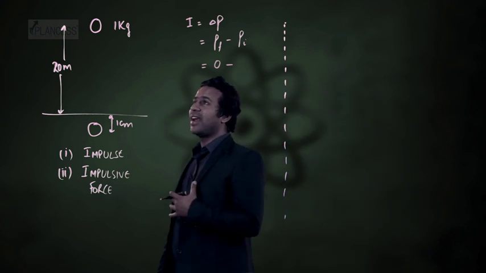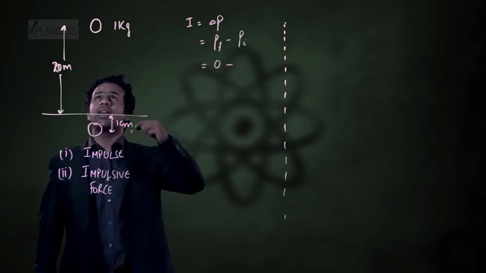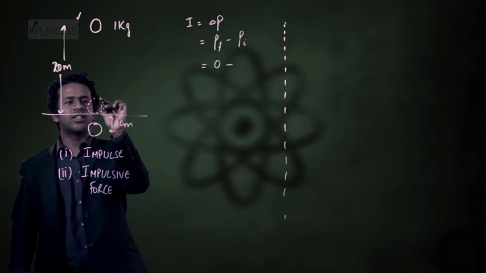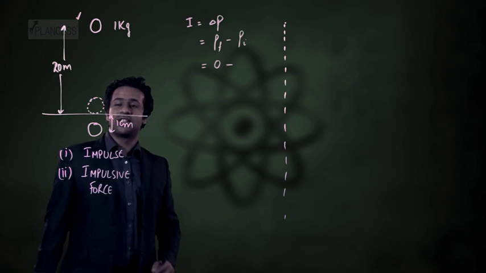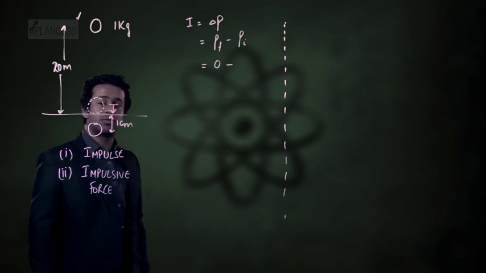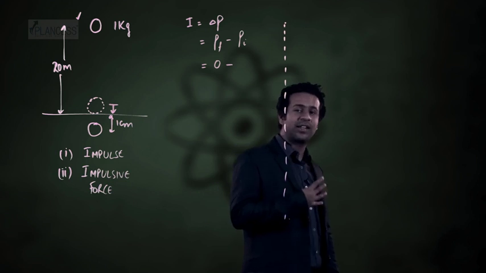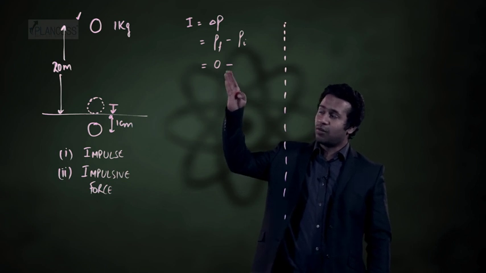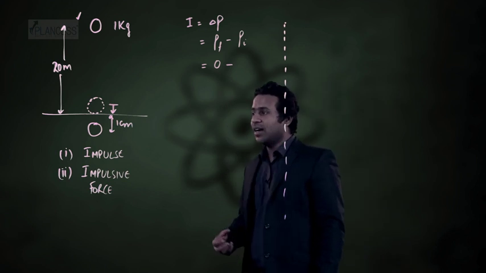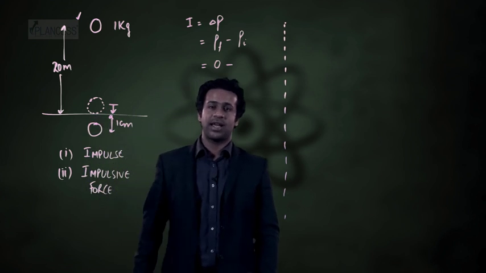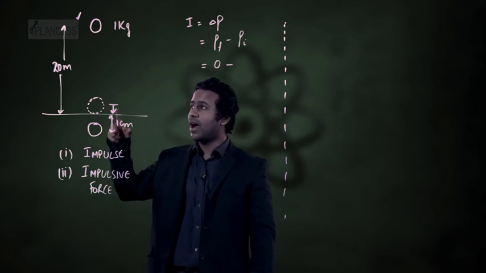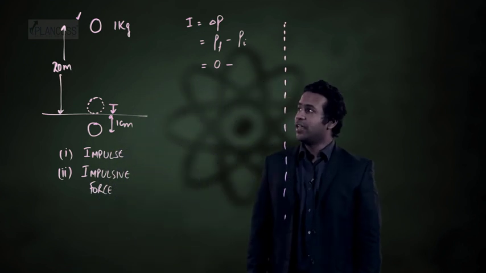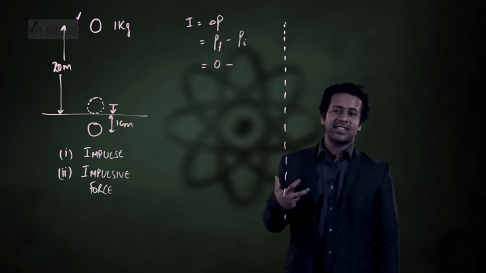Now be careful while writing the initial momentum. We are not talking about this highest point. We are talking about the momentum just before the collision starts. So we need the speed just before this ball hits ground, because only after that the collision has started. It did not start while the ball was falling through air. It started just when it hit ground for the first time, that is, after it has fallen through a height of 20 meters.